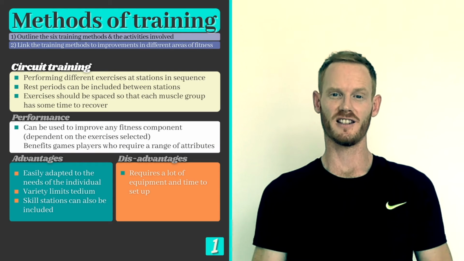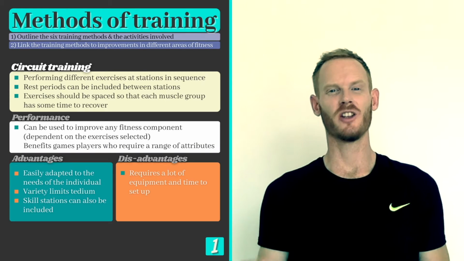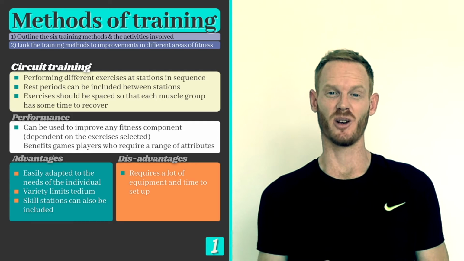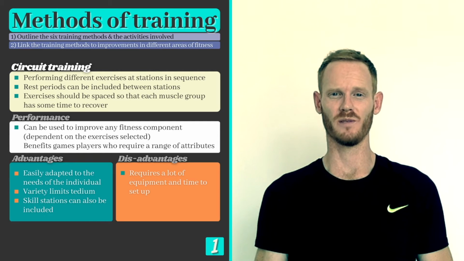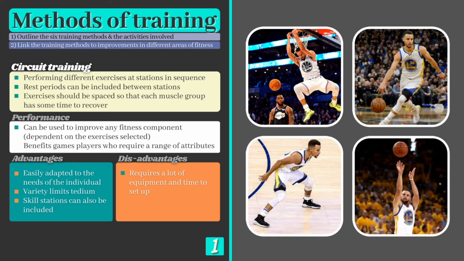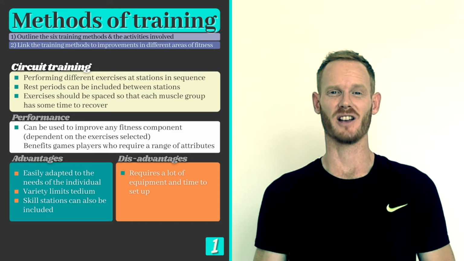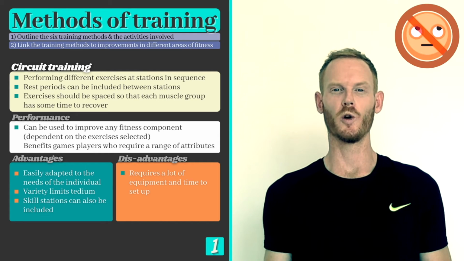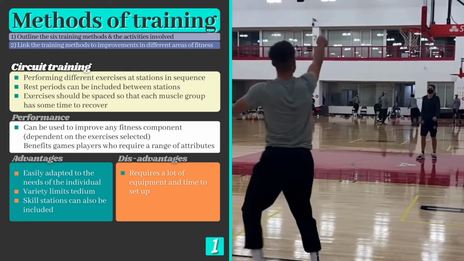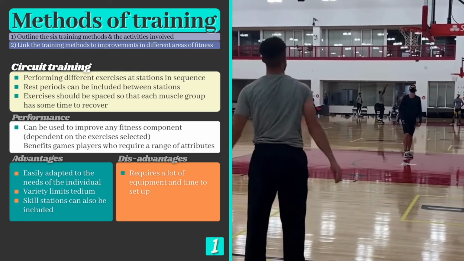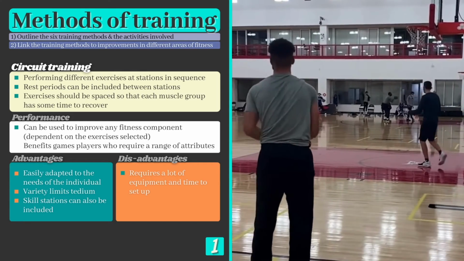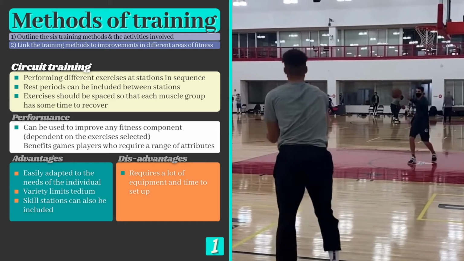There are several advantages to circuit training. Firstly, you're free to include any exercises that could benefit you and support your goals. This means that multiple fitness components can be addressed in a single session, making it a great choice for team sport athletes who rely on a range of attributes to be successful. It also includes plenty of variation as different exercises are used, meaning tedium or boredom is less of an issue. Finally, skill-based activities can also be included, allowing athletes to develop fitness and technical abilities concurrently.